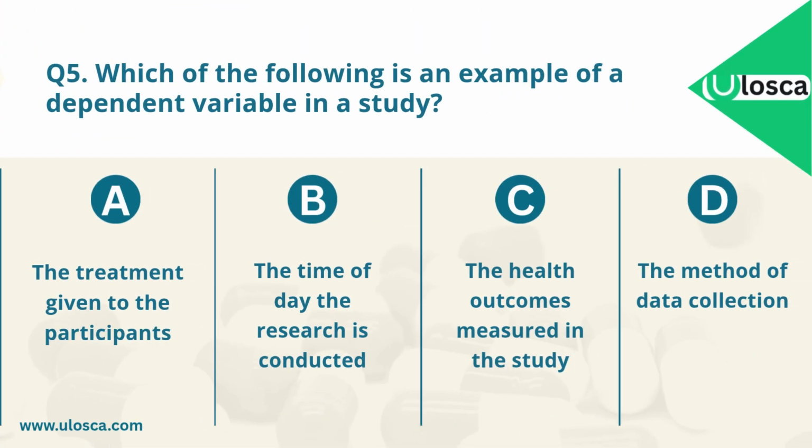Question 5. Which of the following is an example of a dependent variable in a study? A. The treatment given to the participants. B. The time of day the research is conducted. C. The health outcomes measured in the study. D. The method of data collection. Which one is the correct answer?